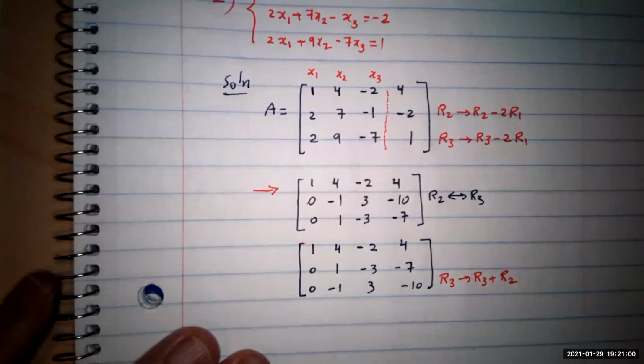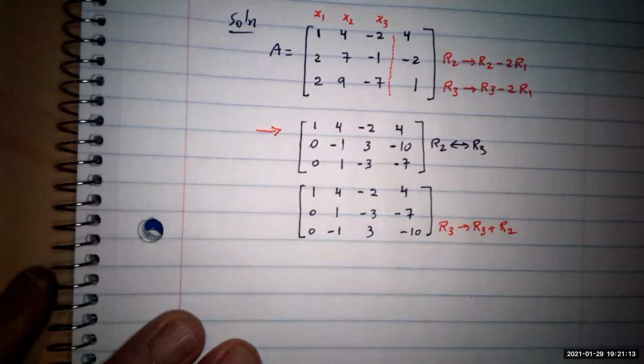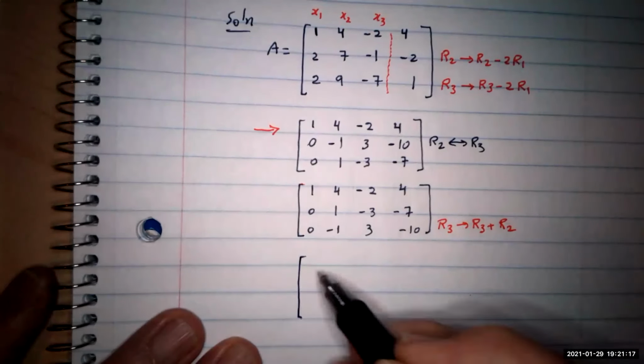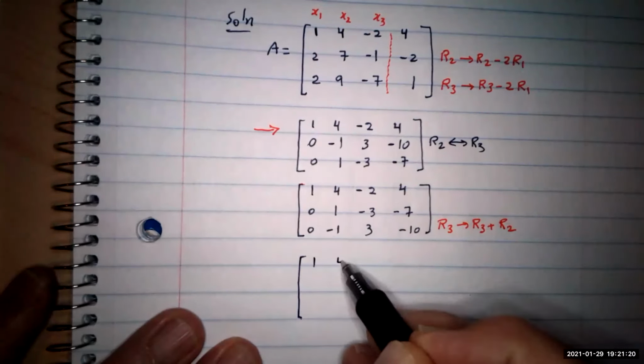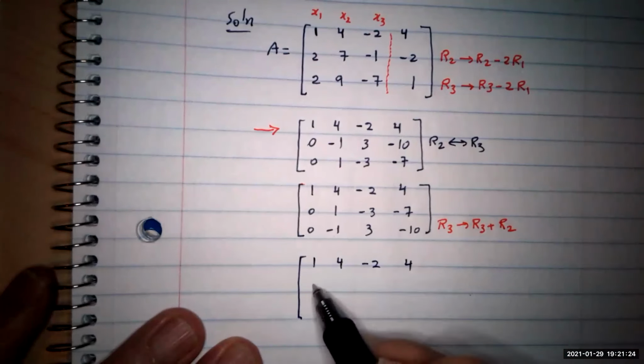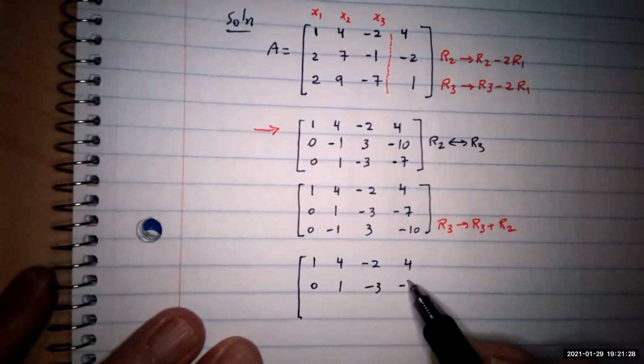And this would be interesting. You see, if you add them together, that gives you something interesting. So this would be 0. This would be 0, and this would be just a number. So if you just do it, you will find out that you are done. And that's the second step. So 1, 4, -2, and this is 4. So the next one is going to be 0, 1, -3, -7.